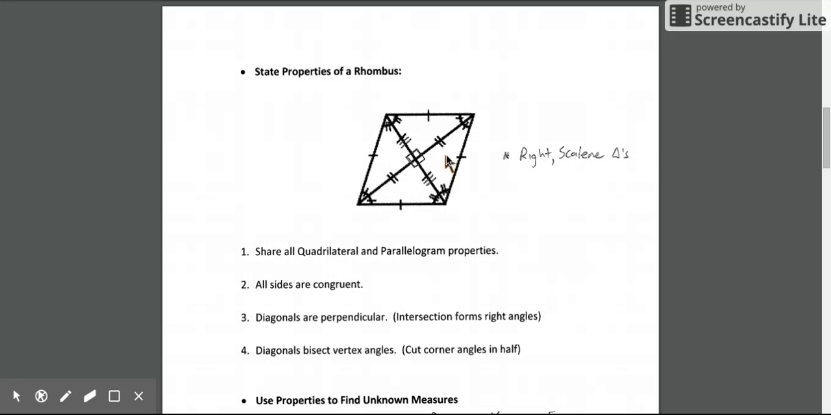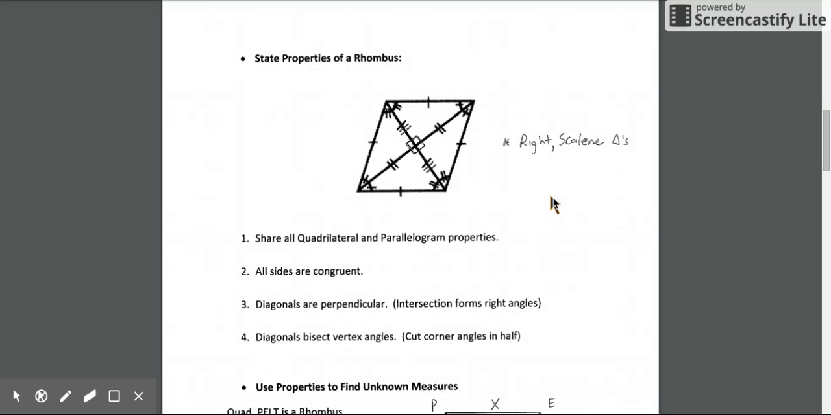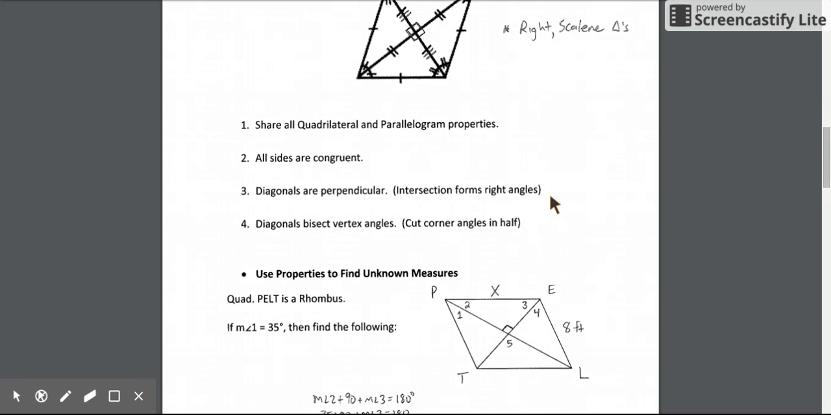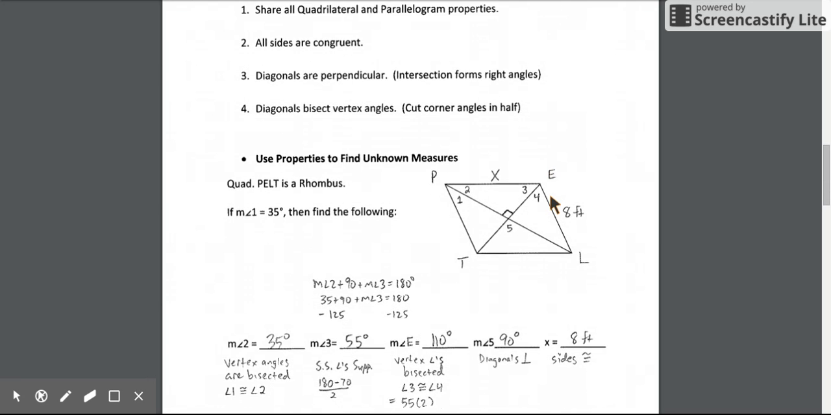The triangles that make up a rhombus are just right scaling triangles. They're definitely right triangles because of those right angles, but none of the sides in each of those triangles are the same, so they're going to be scaling. Let's see if we can use those properties to solve for missing pieces of a rhombus.